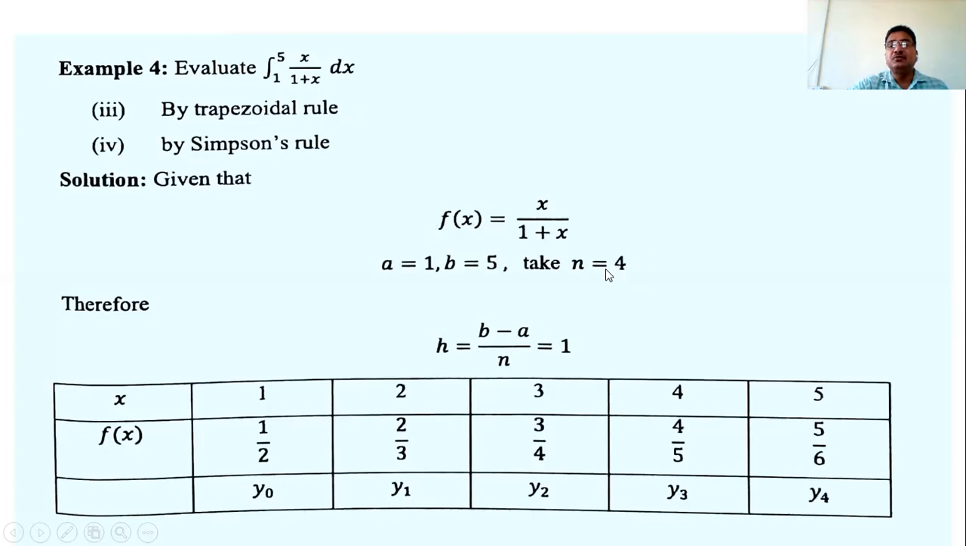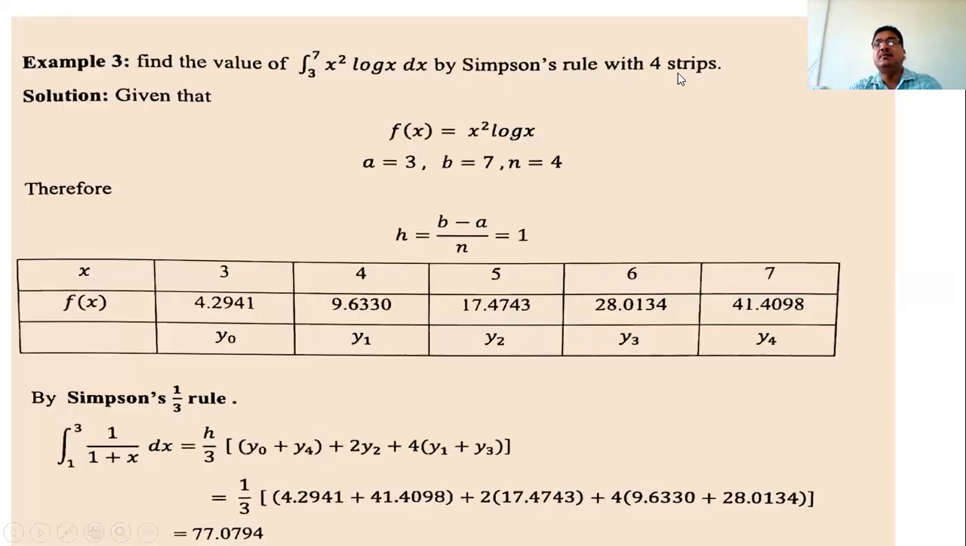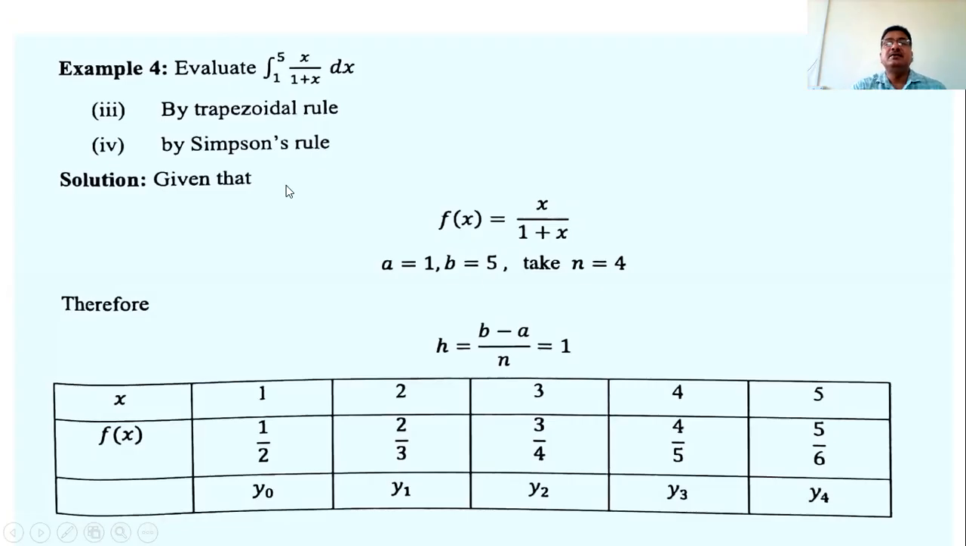Instead of 4, we can also take 6 or 8. If you take n equal to 8, then h is obviously 0.5, and we get 9 values of x and 9 values of y. So here we take n equal to 4. Here there is no instruction about the number of subintervals. In the previous problems there was an instruction about subintervals, that is 4 steps. But here there is no instruction, and that's why we decide the number of subintervals. This number n can be 4 or 5 or 6 or 7 or 2.